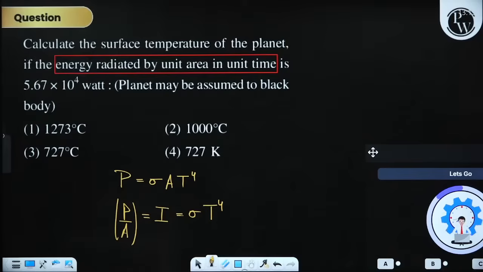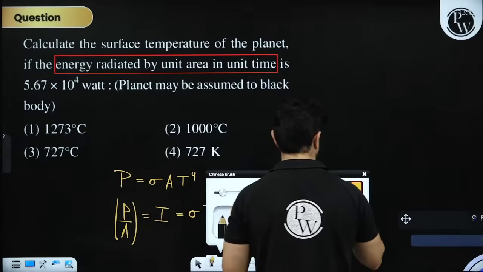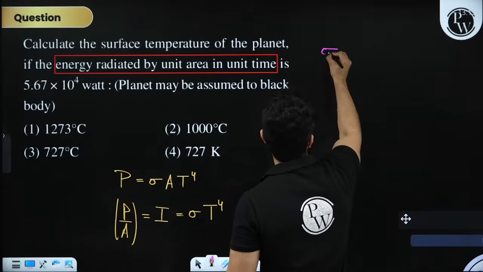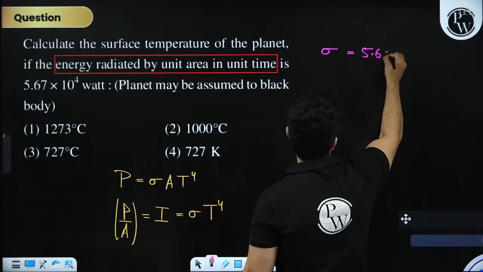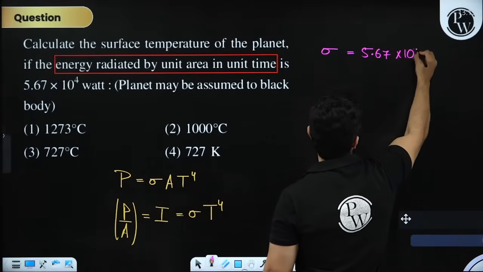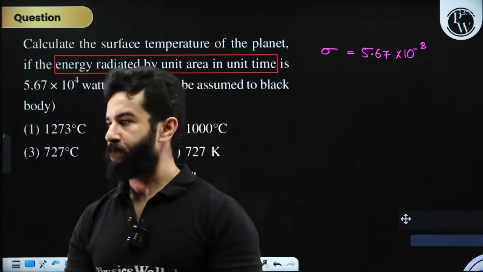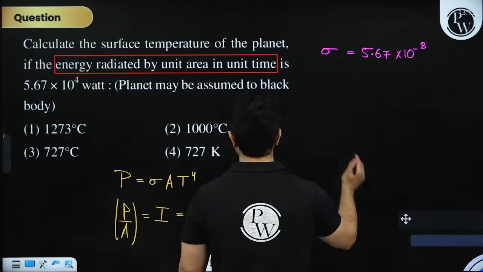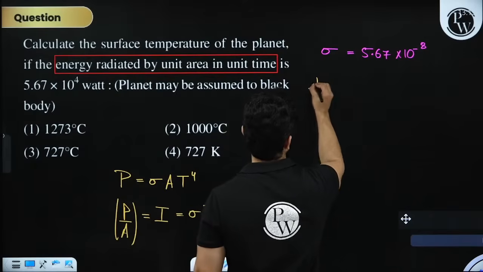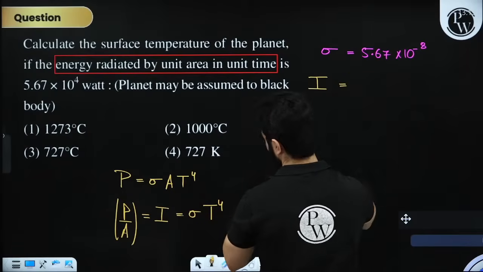Be quick. And just to let you know, you are going to use sigma as 5.67 into 10 to the power minus 8. Clear? So use this value of sigma. So intensity will be sigma, there is one more thing.